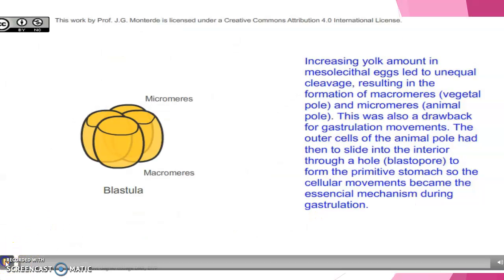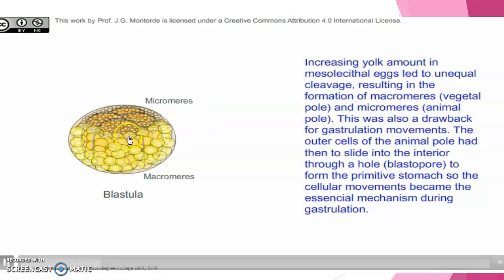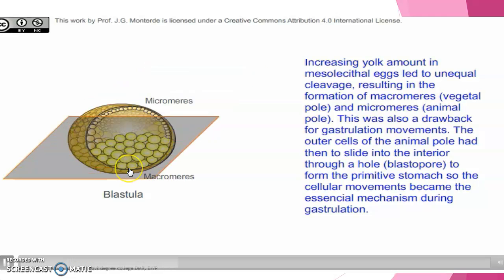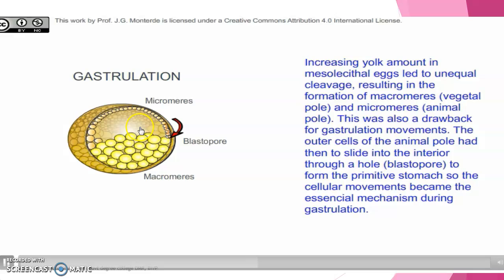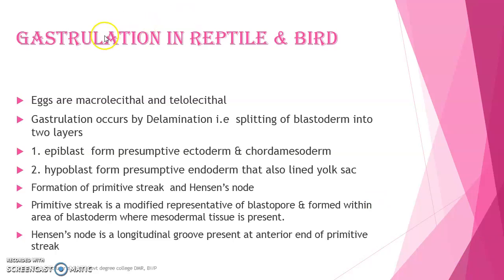Here is the video that shows how the cleavages occur. First the cells divide into micromeres and macromeres, then the appearance of the blastocoel, then the movement of cells through the blastopore, and a new cavity that is called the archenteron. That's how it develops. Now this is the gastrulation in the case of reptiles and birds.